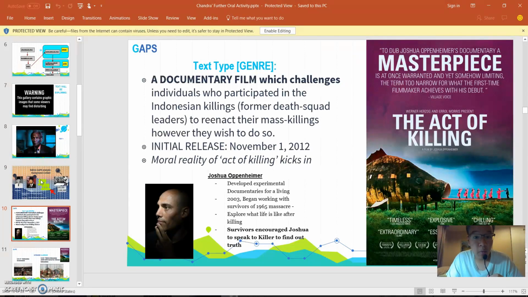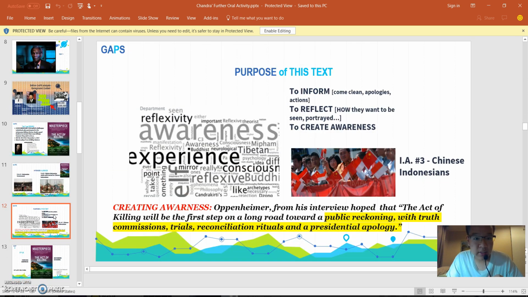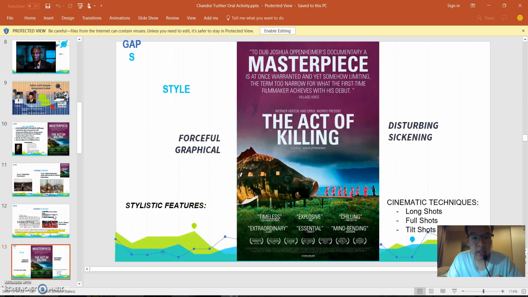GAPS, genre. What is a genre? My one was make it really specific. Documentary film with does what? Right? Challenges individuals who participate in Indonesian killings to reenact their mass killings in however way they wish to do so. So that's pretty interesting. What is your intended audience? And justify your reason. What is the purpose of this text? And what is the style of this text?